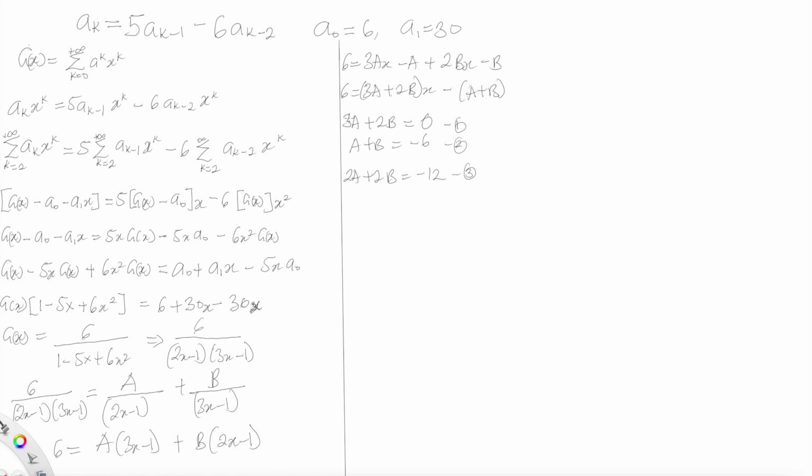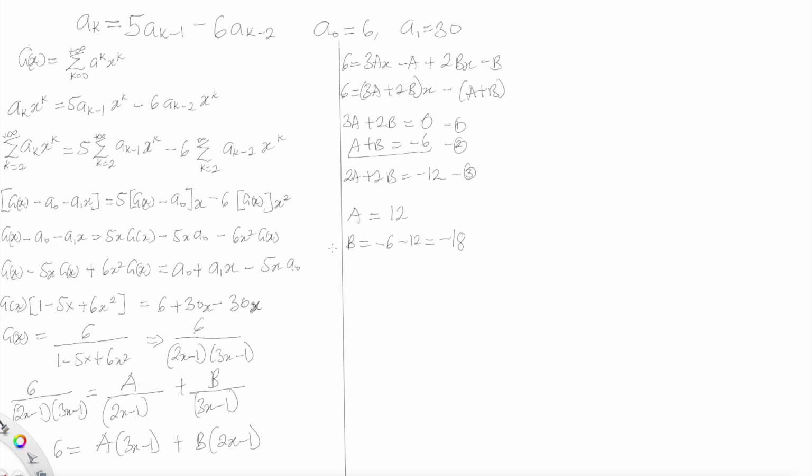So 3a minus 2a would give us a, 2b minus 2b would be 0, which equals 0 minus minus 12, which would give us positive 12. So a is 12. So then we could input a into this equation and solve for b. So b would be equal to minus 6 minus a, which is minus 12. So b equals minus 18.